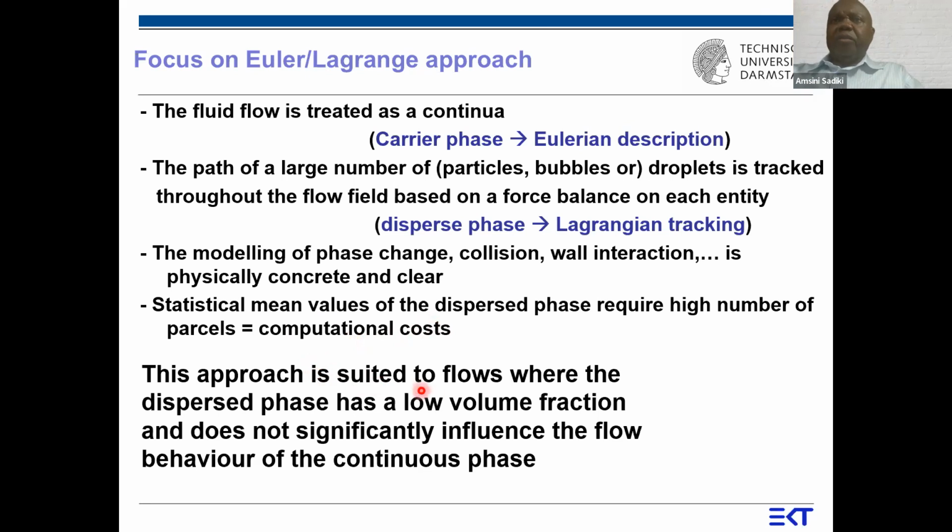This approach is appropriate for flows where the dispersed phase has low volume fraction and does not significantly influence the flow behavior of the continuous phase. If it does, then we have the two-way coupling. And if we have the two-way coupling, then we have to account also for the modulation modeling. And here we know a little bit what this means. It is about 10 exponent minus 3. If we are lower than this, then we can really use this approach.